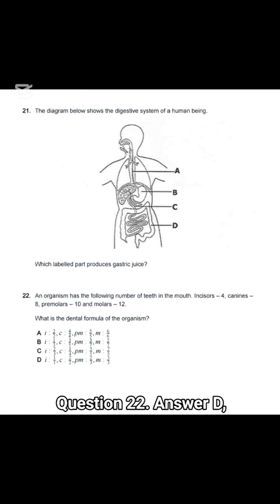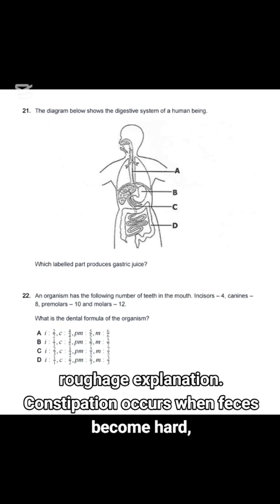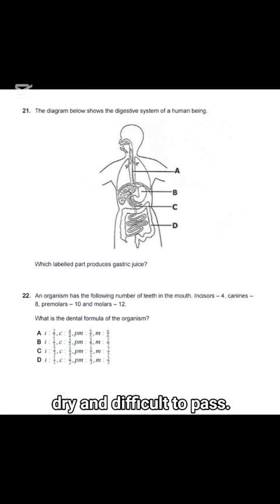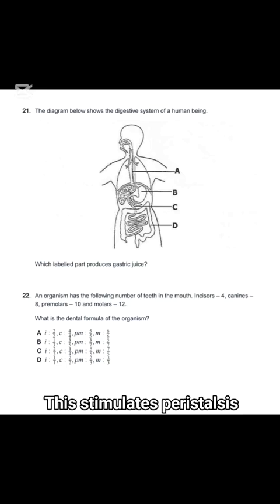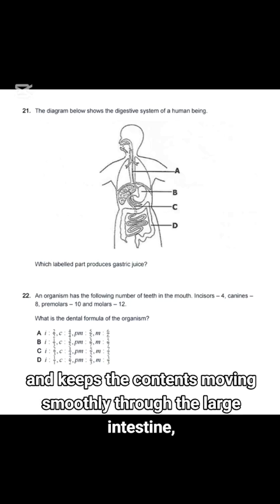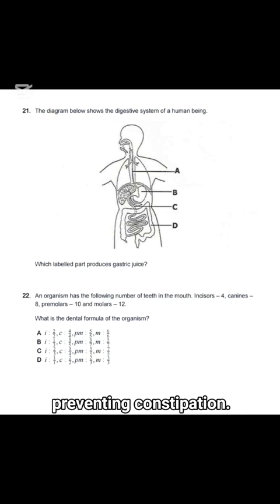Question 22. Answer: D. Roughage. Explanation: constipation occurs when feces become hard, dry, and difficult to pass. Roughage, dietary fiber, absorbs water and adds bulk to the undigested food mass. This stimulates peristalsis and keeps the contents moving smoothly through the large intestine, preventing constipation.